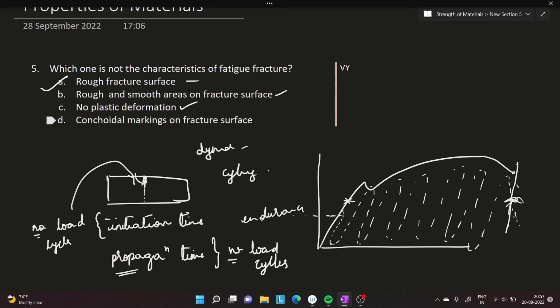And conchoidal markings on a fracture failure, this is nothing but, let's say, some spherical kind of markings on the fracture surface. Obviously we are also going to have this. So the only option which is left out is option A. We don't have only a rough surface on the fracture area, we are also going to have all of these as well, right? So let me end the video here, and see you guys later. Take care.